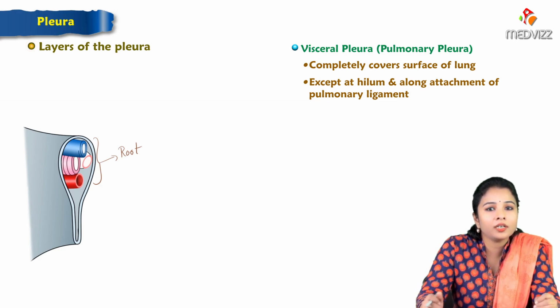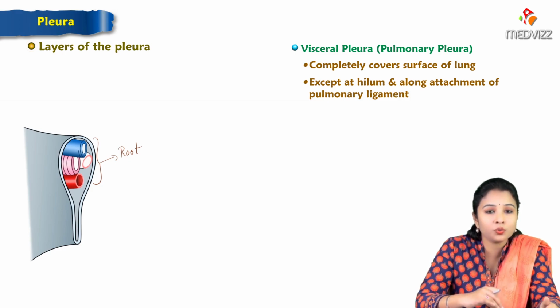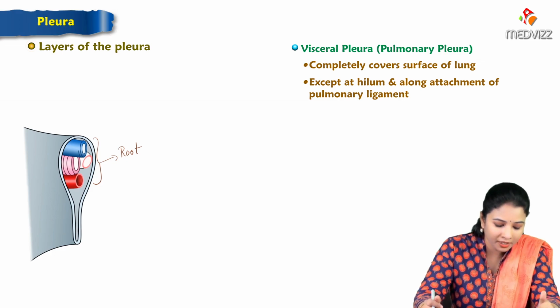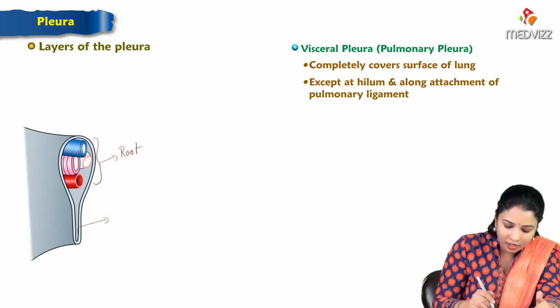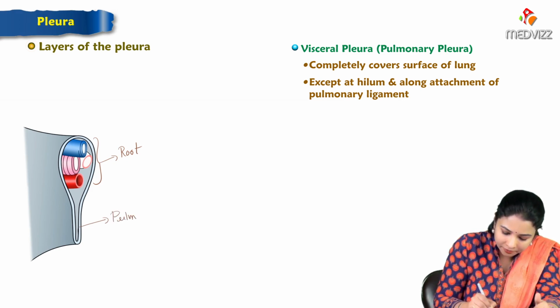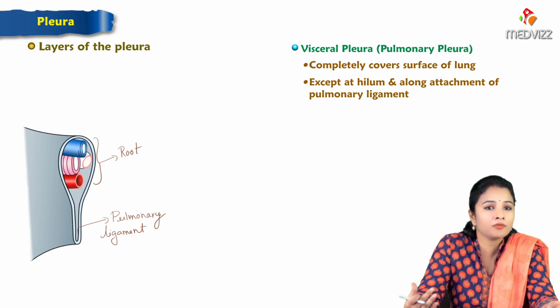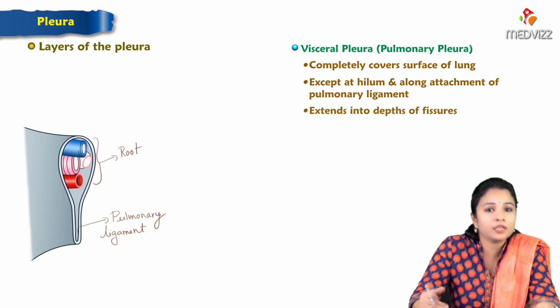So the visceral pleura completely covers the surface of the lung, as we know now, except at the hilum. Here is the image of the hilum exposing the root of the lung, where structures go in and come out of the lung. And along the attachment of the pulmonary ligament, this sleeve-like structure below the root of the lung, the visceral pleura gets reflected to form the parietal pleura, and it also extends into the depths of the fissures.